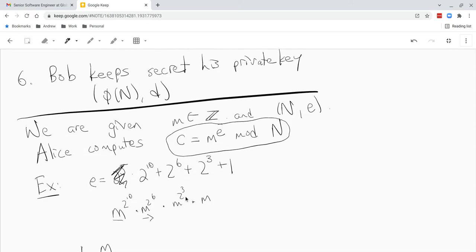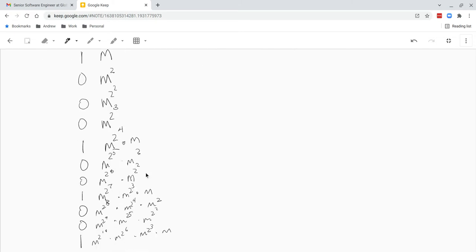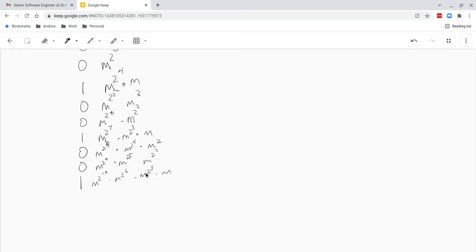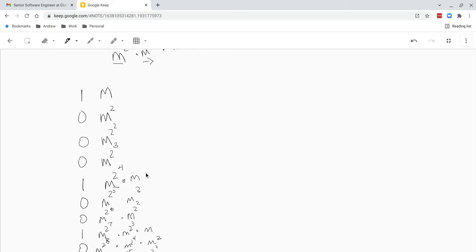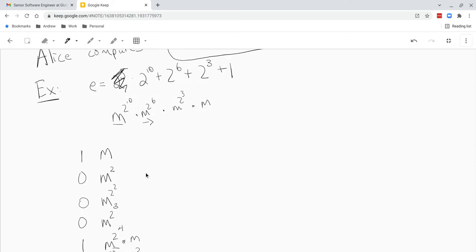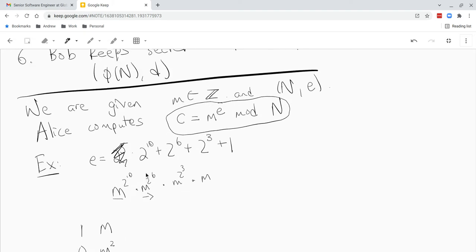This number 2 to the 10th is like 1,000 something, so this is a pretty big number. But to find c, we only had to do 10 steps of square and multiply. In other words, whatever e was, we had to do about log base 2 of e operations to find c.